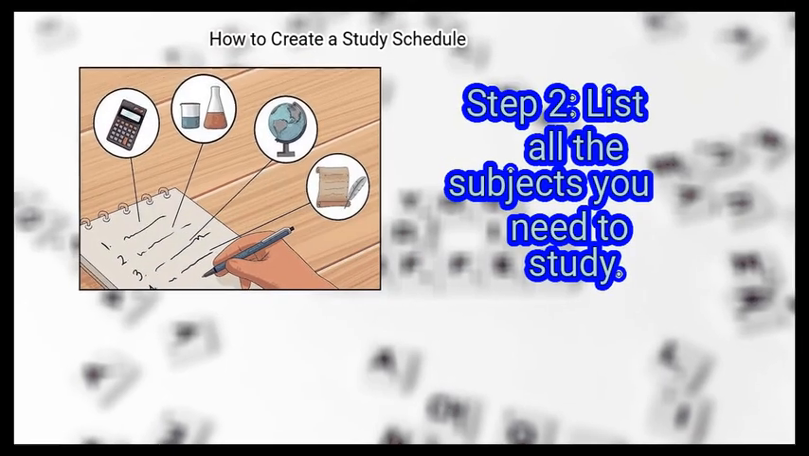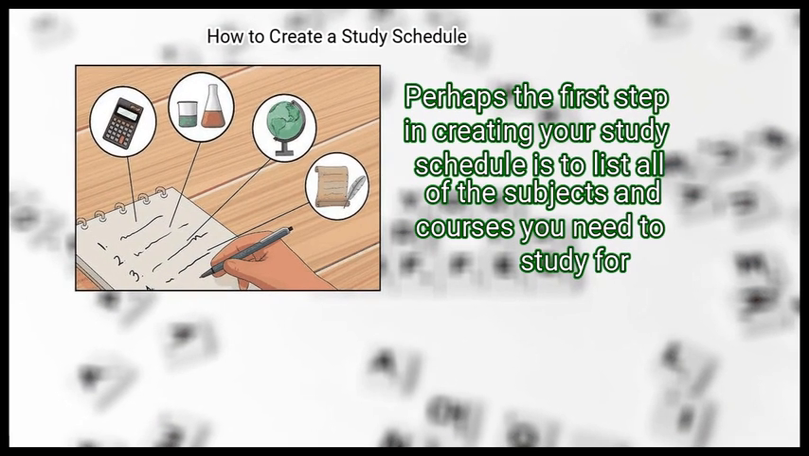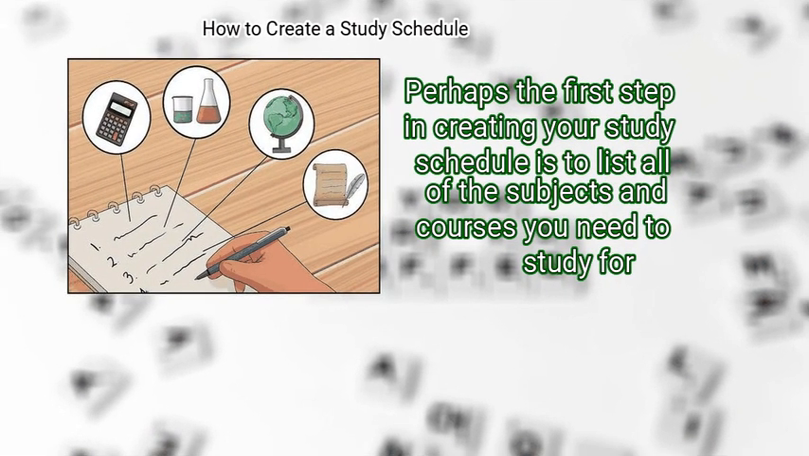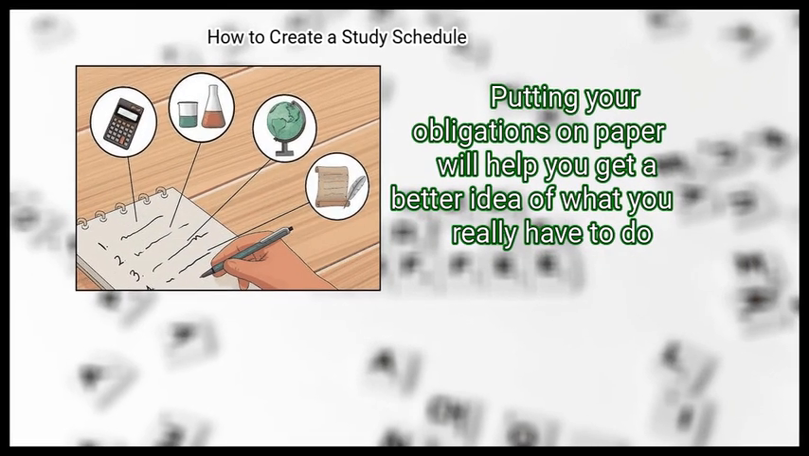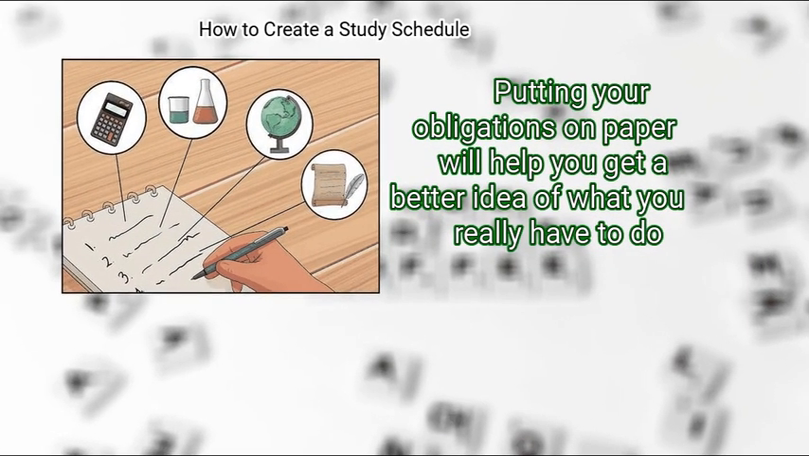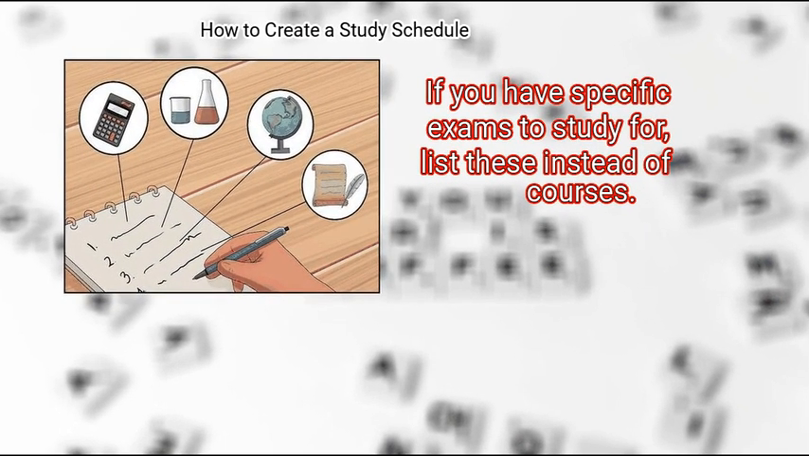Step 2. List all the subjects you need to study. Perhaps the first step in creating your study schedule is to list all of the subjects and courses you need to study for. Putting your obligations on paper will help you get a better idea of what you really have to do. If you have specific exams to study for, list these instead of courses.